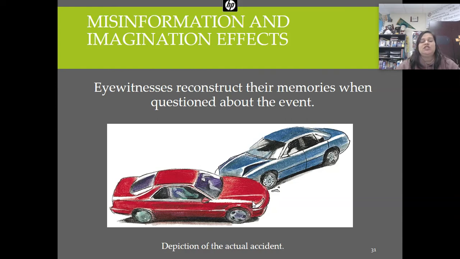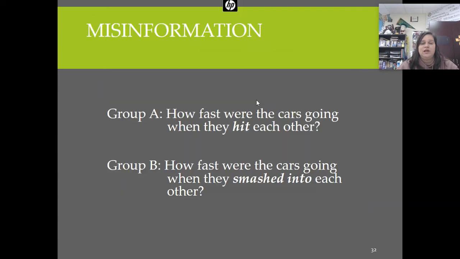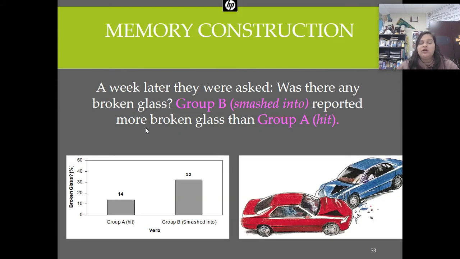But her famous study that she did involved showing different groups of people pictures of an accident. And this is a picture of the actual accident here, showing how much the cars had been damaged, how much glass there was. And eyewitnesses had to reconstruct their memories when they were questioned about the event. Now, one group was asked, how fast were the cars going when they hit each other? And the other group was asked, how fast were the cars going when they smashed into each other? So a week later, they asked them, was there any broken glass?